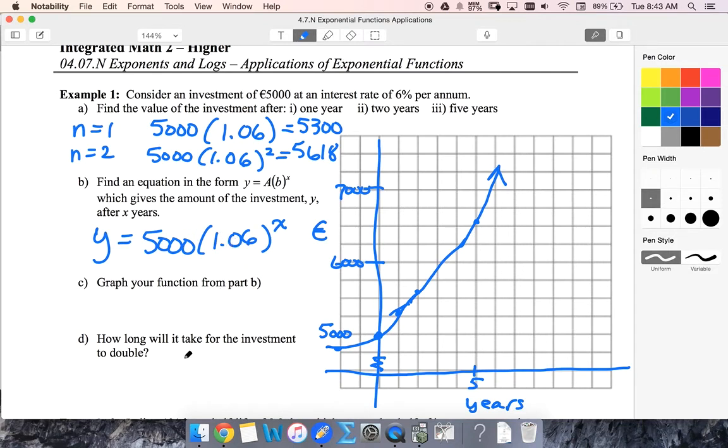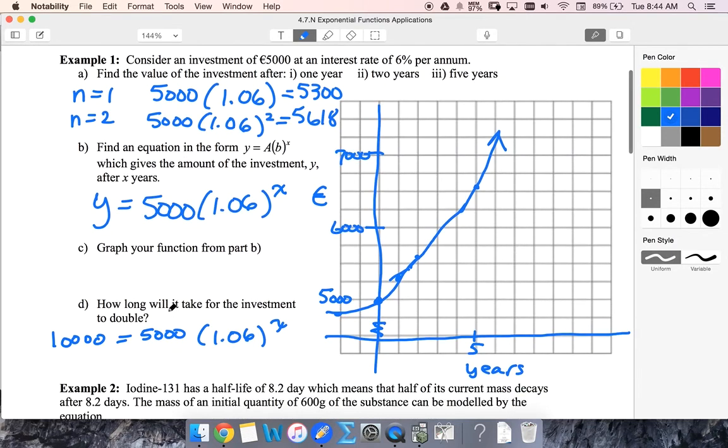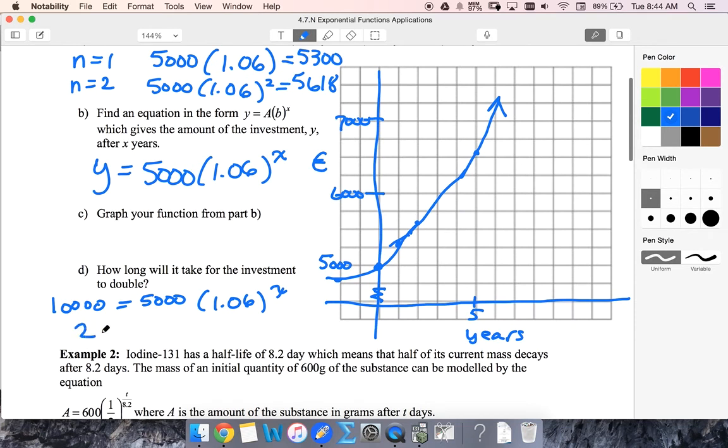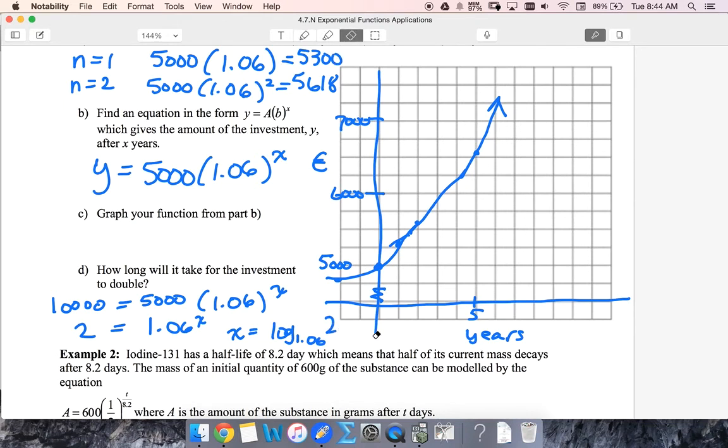How long will it take for the investment to double? Well, if it doubles, I'm going to have 10,000 equals 5,000 times 1.06 to the x. I could graph this on my calculator, put in 10,000, find where it intersects, or I can solve this algebraically. I'm going to divide by 5,000. Of course, it doubled, so I've got 2 on the other side. And my x is going to be equal to log base 1.06 of 2.